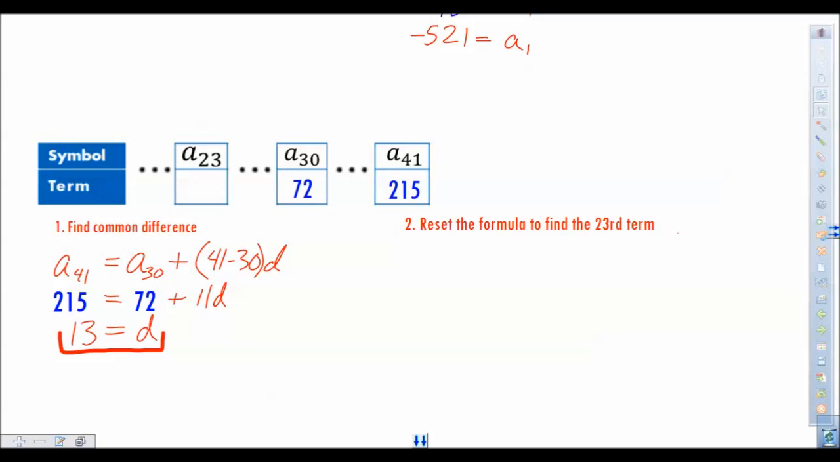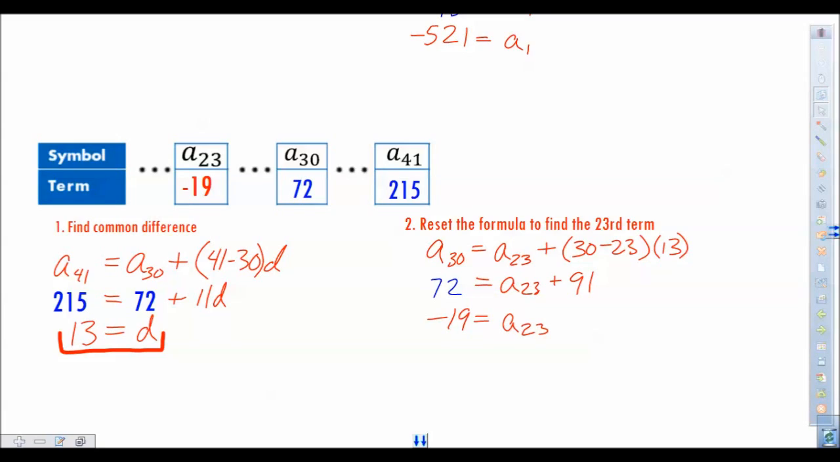Now we can reset the formula, start at the very beginning, and throw the 23rd term in there, and then let's use either the 30th term or the 41st term, it doesn't really matter. So using the 30th term here, we take the 23rd term and add the difference of 13. We add, let's see here, it would be 7 times, we do 30 minus 23. Let's substitute the 72 in there, and doing the math, 7 times 13, we get 91. So all we need to do now is subtract 91. We got it there, negative 19. Great.